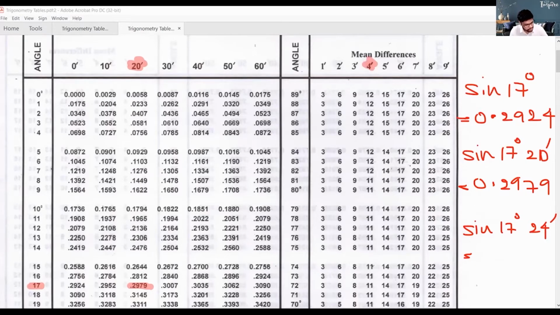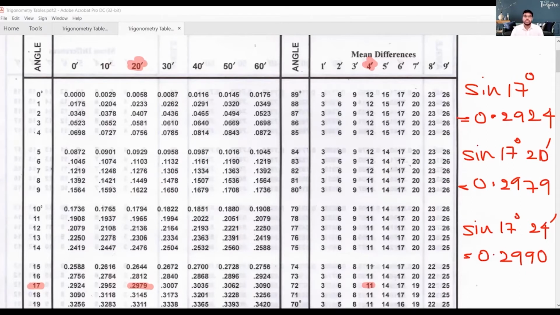So you go to that corresponding row, right, over here. Okay, so you can see the value is 11, right? On 17 degrees the value is 11. So to find 17 degrees and 24 minutes, you have to add 11 to 2979. So children, 2979 plus 11 becomes 2990. So that means, children, sine 17 degrees and 24 minutes is 0.2990. This is how you find the values.